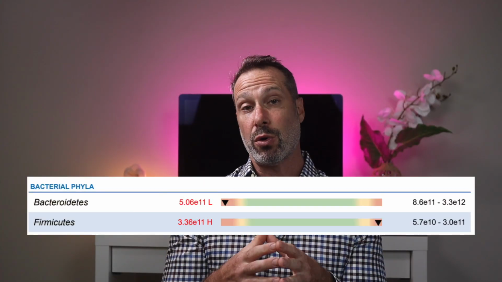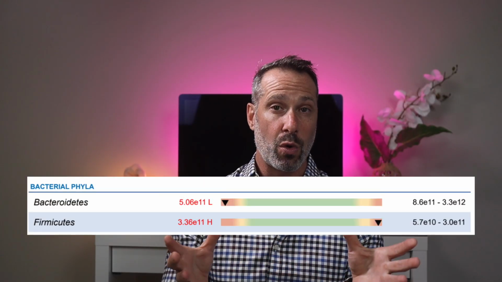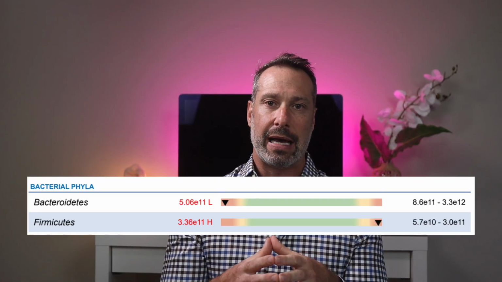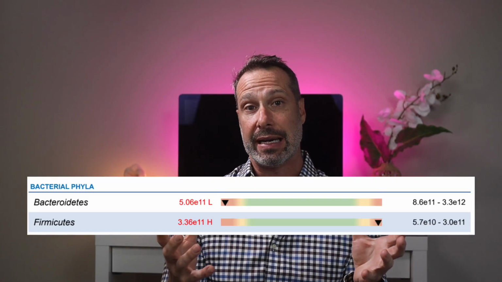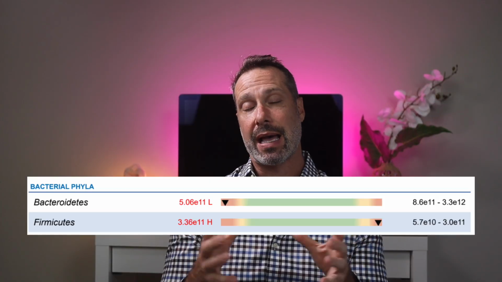So if your test shows elevated firmicutes, don't ignore it, but don't panic either. It's a clue, it's a message, it's a sign from your gut that something is out of balance. And with the right guidance, you can take meaningful steps towards restoring microbial balance and feeling like yourself again.